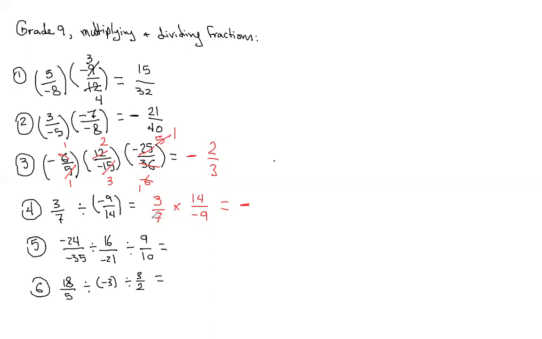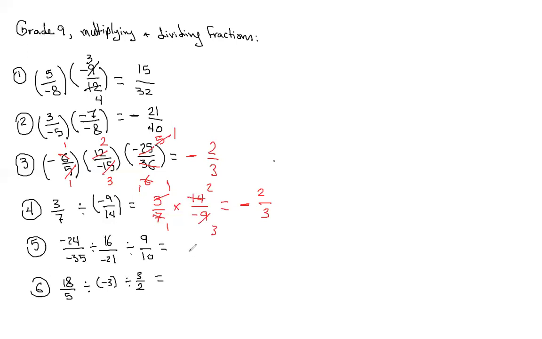Diagonally, I could reduce. 7 goes into itself once. It goes into 14 twice. 3 goes into itself once, and it goes into 9 3 times. Then I cannot reduce anymore. 1 times 2 is 2, and 1 times 3 is 3. That's my final answer.